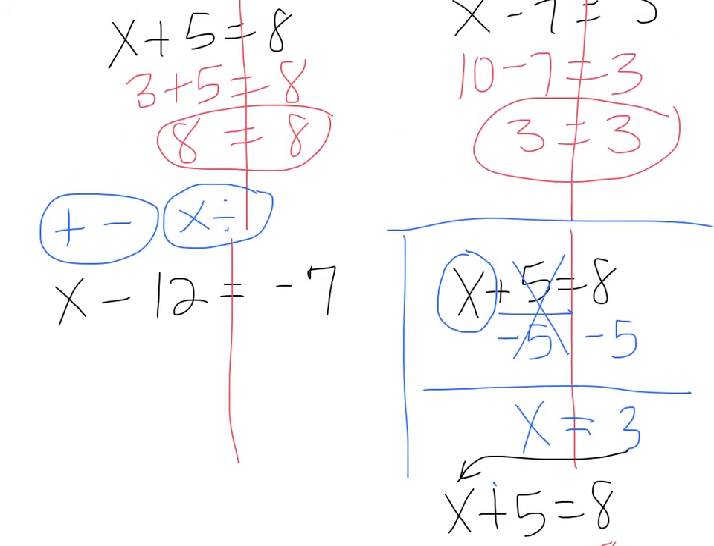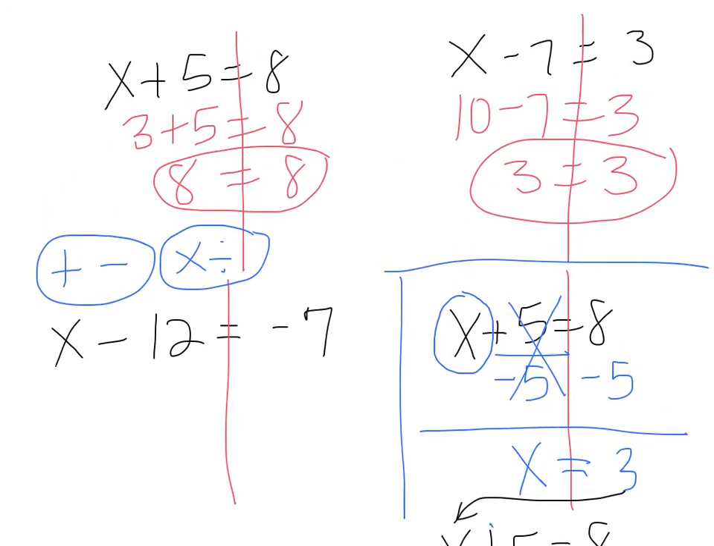Okay, so let's go back up here. This was x minus 7 equals 3. x minus 7 equals 3. Okay, so I'm going to draw some lines here. Again, we're going to draw a line through our equal sign.